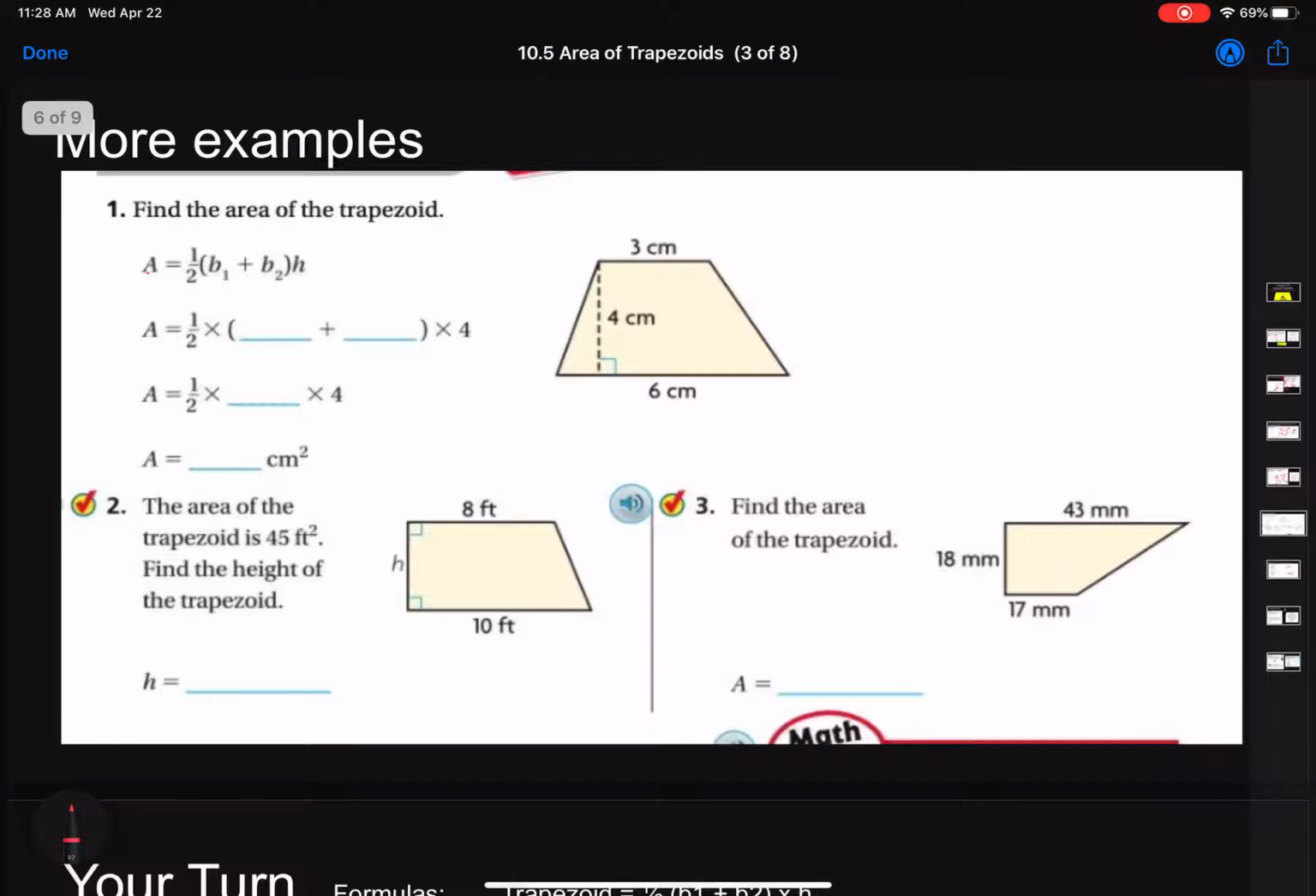Let's look at another one. So the first one, number 1, we're actually finding the area. So you're going to take your bases. Here's a base and here's a base. You're going to add those two up. So you're going to add up 6 plus 3, and you're going to get 9.